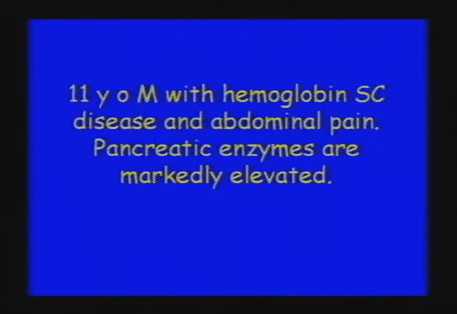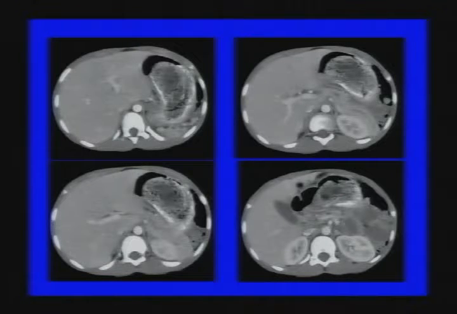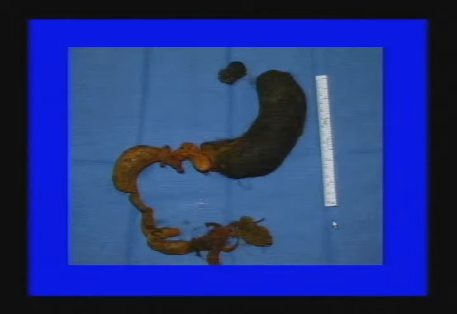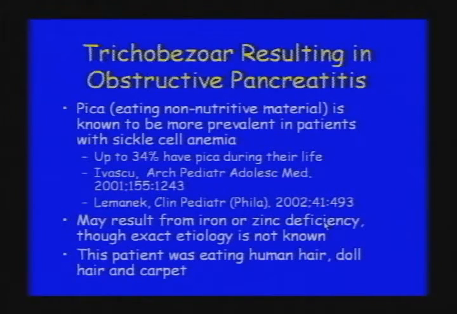The next case is an 11-year-old with hemoglobin SC disease who had abdominal pain. They found that his pancreatic enzymes were elevated and sent him for CT because of that. And here we can see that his pancreatic duct is dilated, but we also see that he has this very inhomogeneous mass filling his stomach and into the duodenum. Here you can see it here, and this is what it looked like when it was resected. This is a trichobezoar resulting in obstructive pancreatitis.